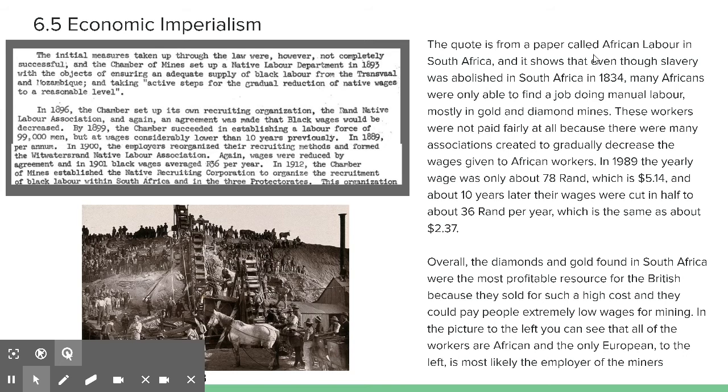In 1889, the yearly wage was only about 78 rand, which is $5.14. And about 10 years later, their wages were cut in half to about 36 rand per year, which is the same as about $2.37. Overall, the diamonds and gold found in South Africa were the most profitable resource for the British because they sold for such a high price and they could pay people extremely low wages for mining. In the picture to the left, you can see that all of the workers are African, and the only European to the left in the picture is most likely the employer of the miners.